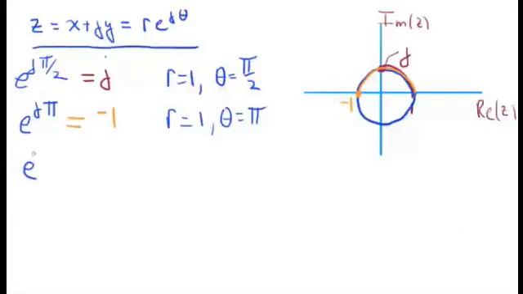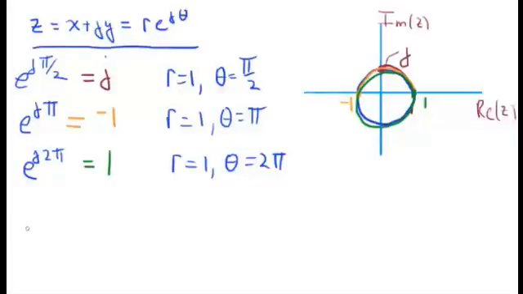Let's do e to the j 2 pi. Well, again, r equals 1. Theta this time equals 2 pi in polar coordinates. And so that says start at 1, follow the unit circle around 2 pi radians. That's one whole circuit. We end up right back at 1. And therefore, this equals 1.